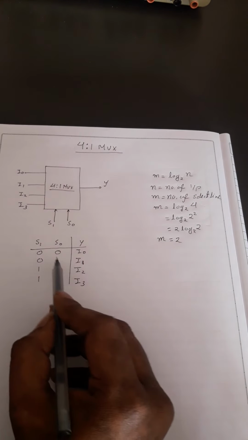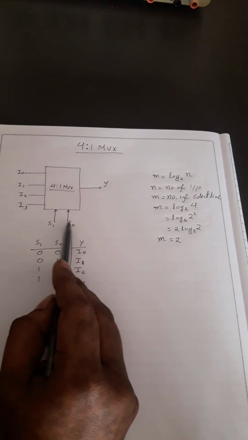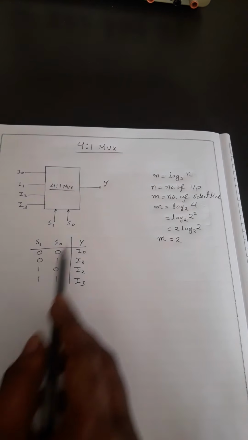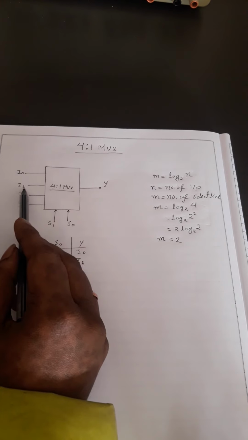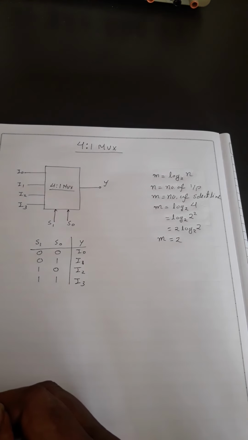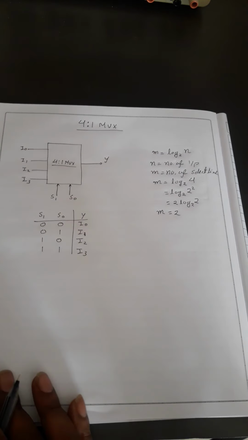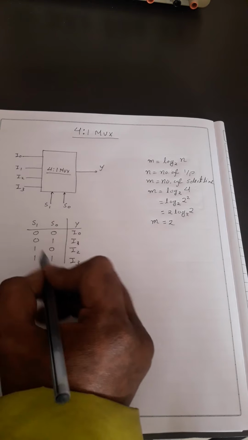When both the select lines are 0, this input will be selected. And then when it is 0, 1, this input will be selected, and according to that all the input lines will be selected according to the value of the select lines. Now let's build the equation from this table.